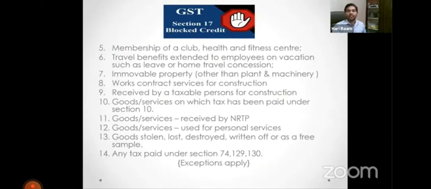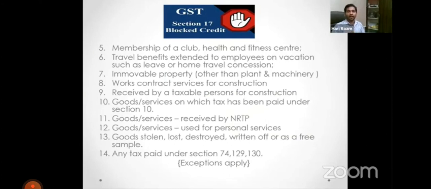Membership of a club, health and fitness center. Travel benefit extended to the employee on vacation, such as leave or home travel concession. Immovable property other than plant and machinery. For plant and machinery it is eligible; other than plant and machinery, ineligible. And work contract service for construction.